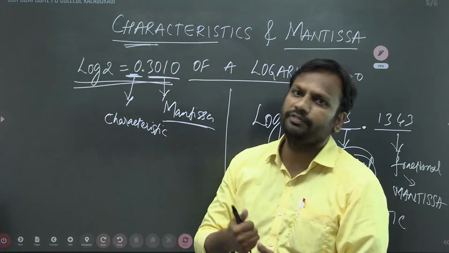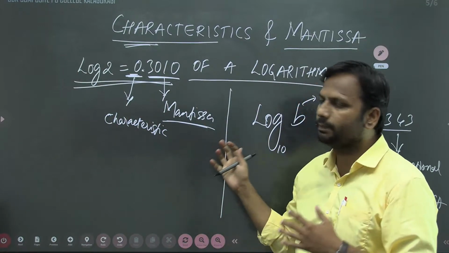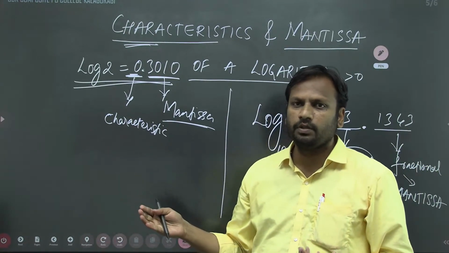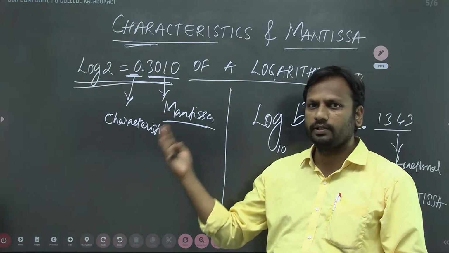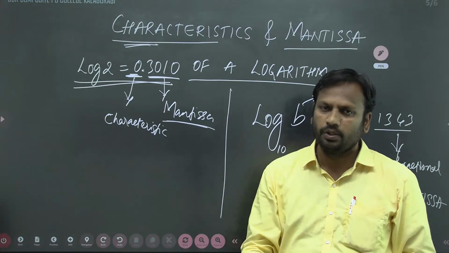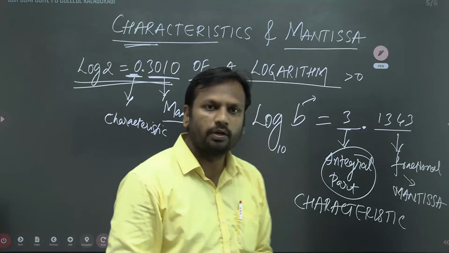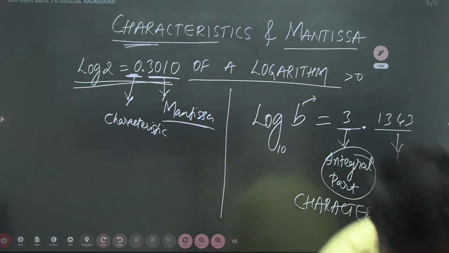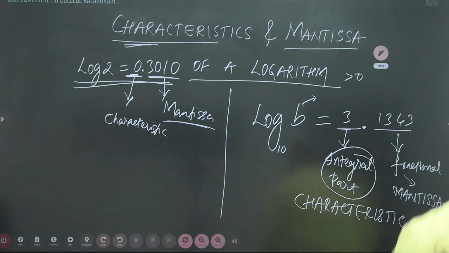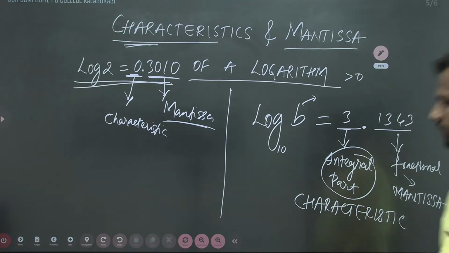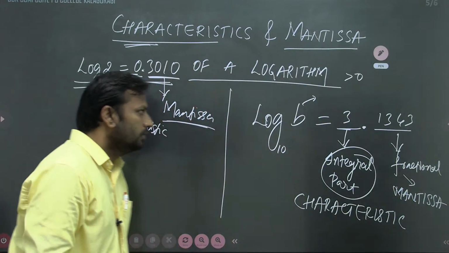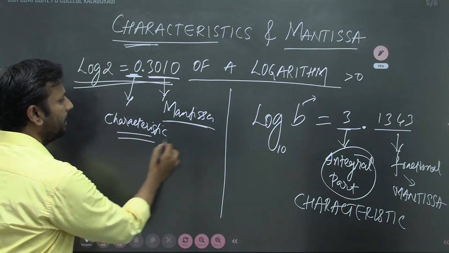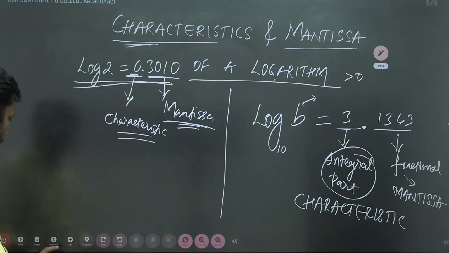Got it? So how to find all these things? We have a procedure, students, for how to find the characteristic part of a logarithm value and how to find the Mantissa part of the logarithm value. We have a particular procedure, so let me explain the procedure to you, students. So how to find the characteristic part and Mantissa part? Let me explain.